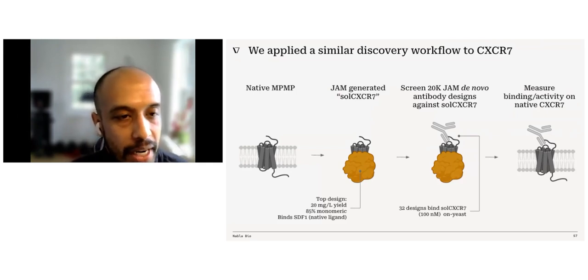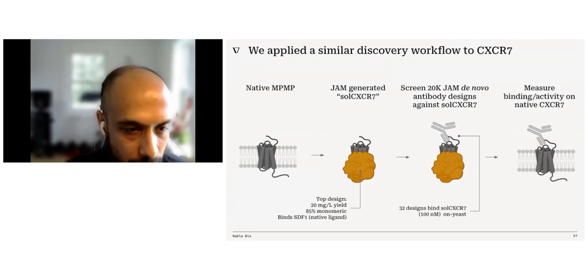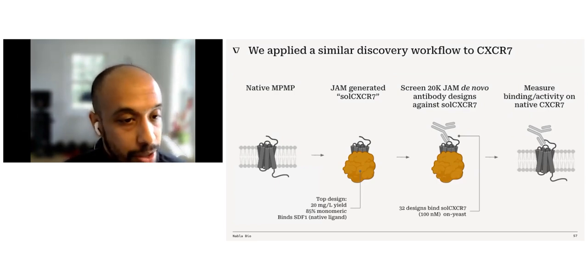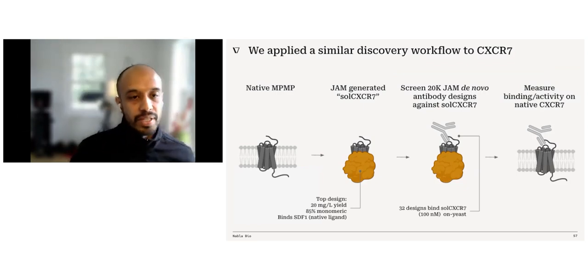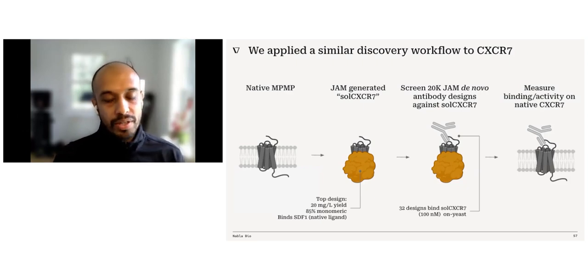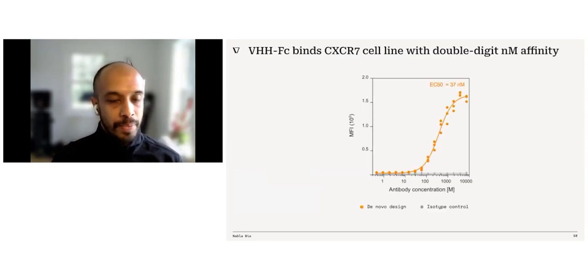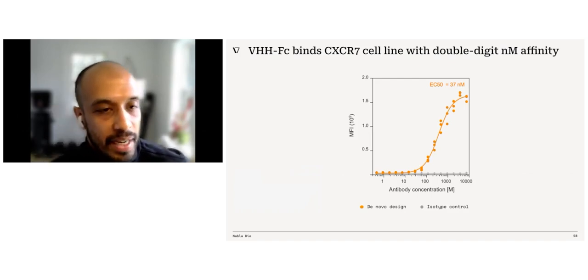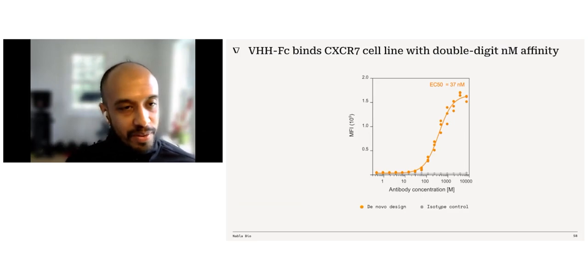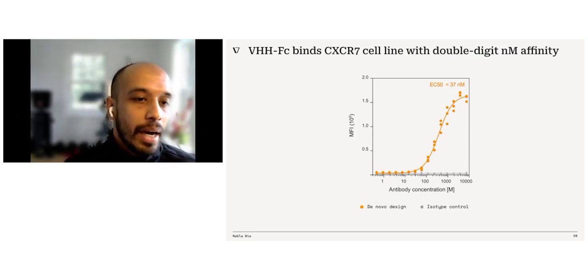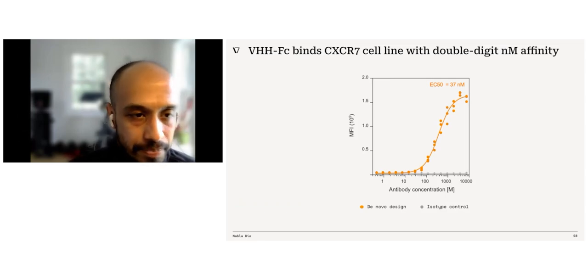We used it to screen 20,000 de novo VHH designs against Sol CXCR7. And of these 20,000, we saw about 32 binding CXCR7, and then measured binding against the native CXCR7 to see if any of those 32 Sol CXCR7 binders were actually binding the native GPCR. And excitingly, one of them did. That is to say the other ones didn't, but one of them did, and we're excited about that. And not only did it bind CXCR7, it bound with pretty good affinity. So purely de novo, we got a double-digit nanomolar affinity binder that binds native CXCR7.